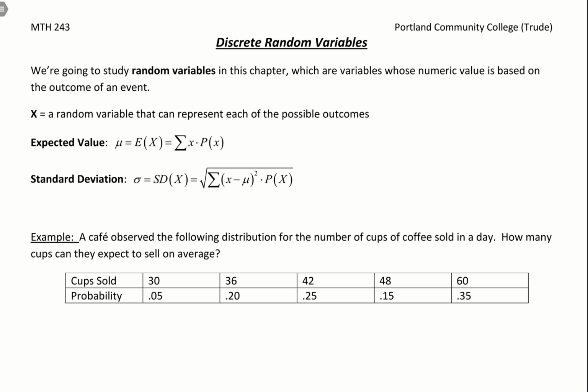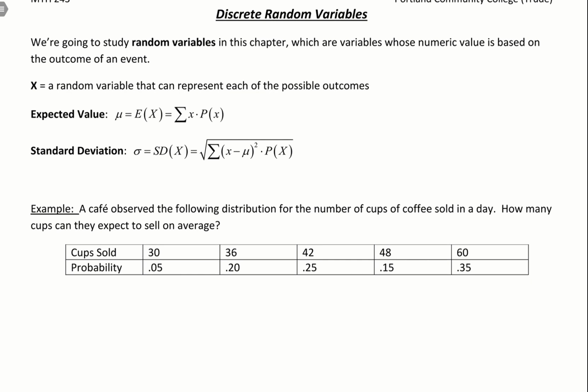Discrete random variables are a way to show a probability distribution where there's only a set number of possible outcomes, and then for each outcome we have a probability associated with it. So random variables can hold different values. We often use x to represent the random variable, and it can represent all of the possible outcomes for our sample space.